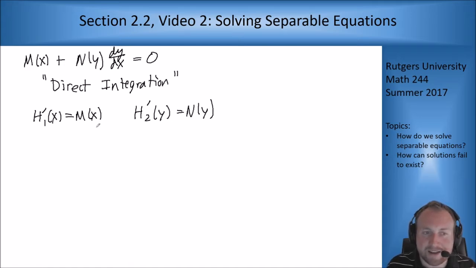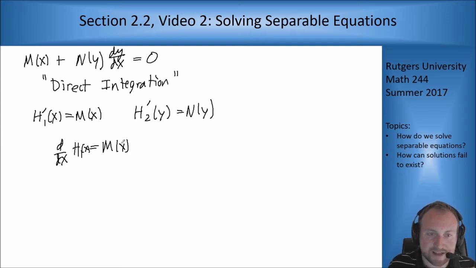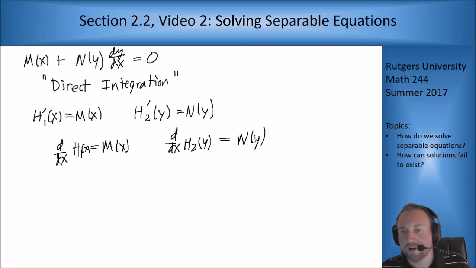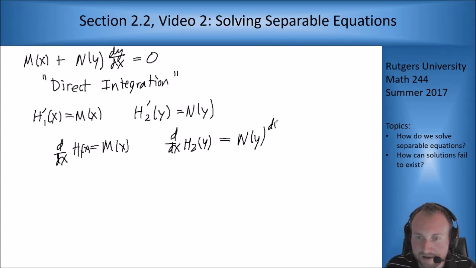But now if I have this, what do I know? Well, I know if I take d/dx of H1 of x, I just get M of x. That's how it's defined. What happens if I take d/dx of H2? Well, I'm going to get N of y because it's a derivative, but then I also have a chain rule term, right? Because the function is in terms of y, but I'm taking a d/dx, so I'm also going to get a dy/dx that pops out.